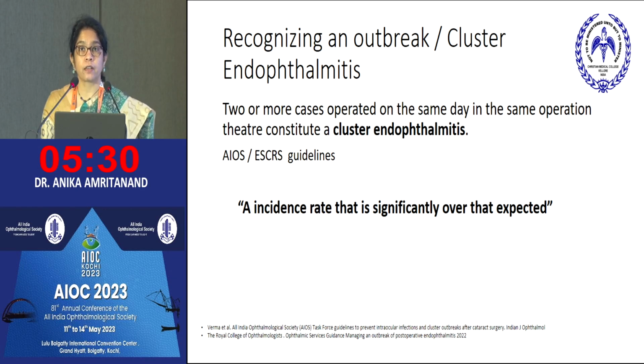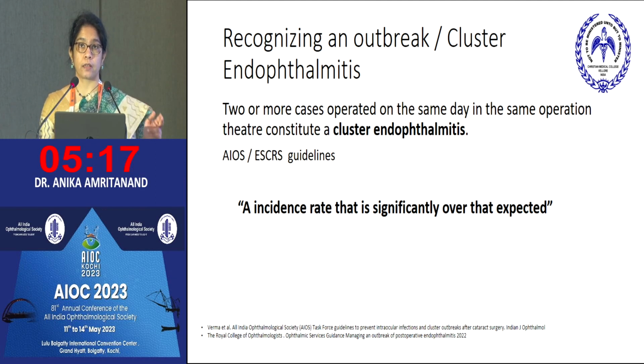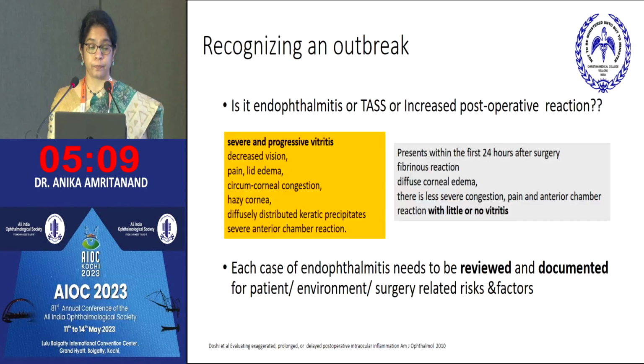That is easy to recognize, because if you have 2 or 3 cases occurring on a day, you obviously know that something is wrong. But what is important is to realize that cluster endophthalmitis can occur over days and weeks, and it's important to recognize it from a sporadic outbreak. The general definition for that is that the incident rate is significantly over what is expected.